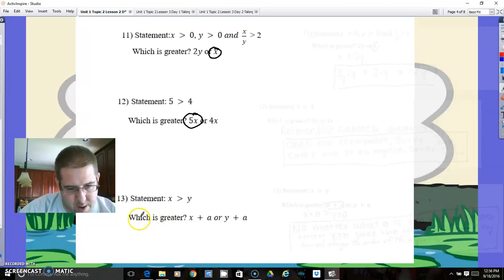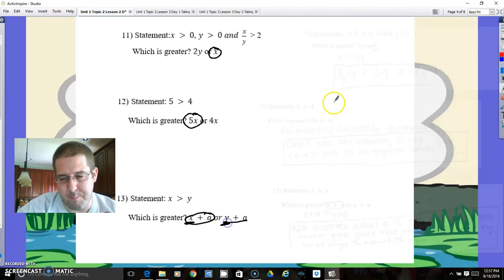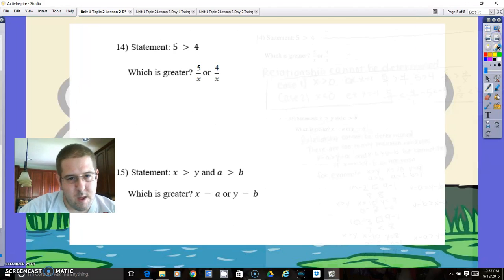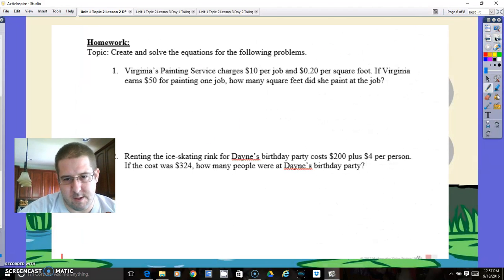If x is greater than y, which is greater, x plus a or y plus a? Well, if you add a, this is like the addition property of equality. If x is greater than y to begin with, then this result must be bigger than this. Because if you're adding the same thing, that's not going to change anything. It doesn't matter if it's an a or a number. x is still bigger than y. So whatever you started off with here is still bigger than what you started off with there. All right, so I'm going to skip a couple of these because everything else is pretty much the same. And let's get to the homework.